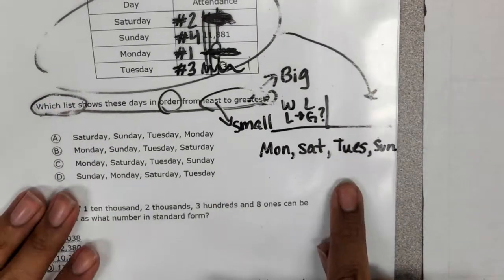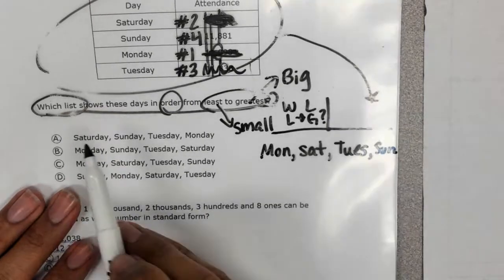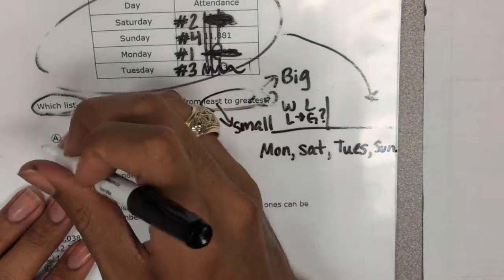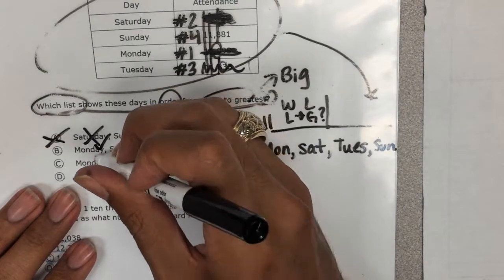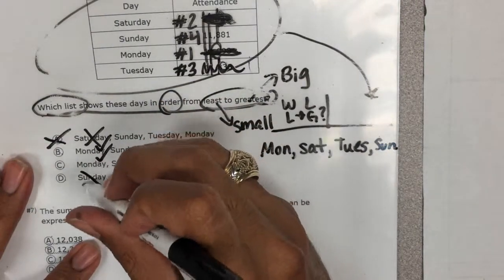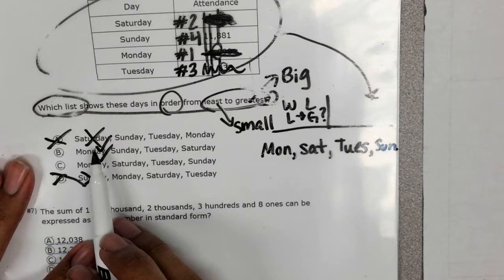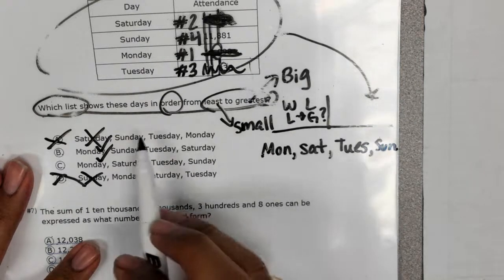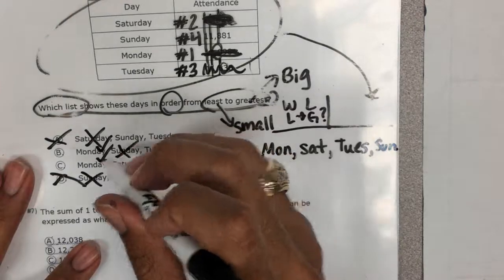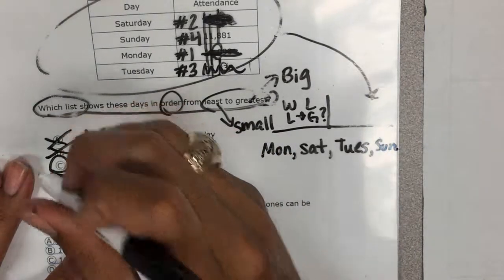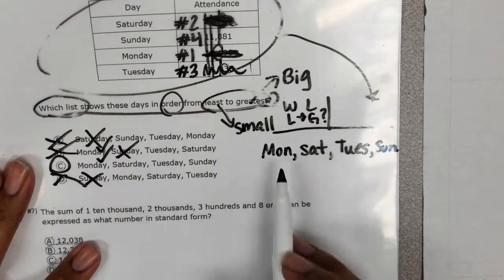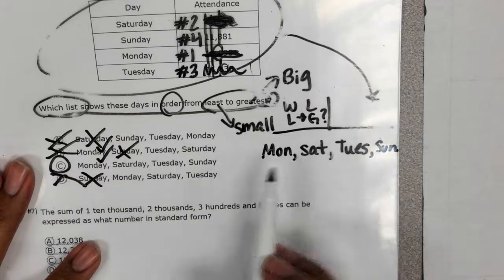So I need to match my list with their list. Let's see, they have Saturday first? Nope, I have Monday. Oh, this does have Monday, this does have Monday. This has Sunday. No, it's not Sunday. Let's go to B again. After Monday, our next day was Saturday. They got Sunday, so B is not right. That means C is our answer. Monday, check. Saturday, Tuesday, and Sunday.